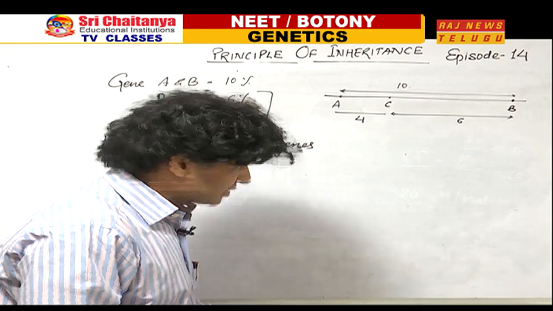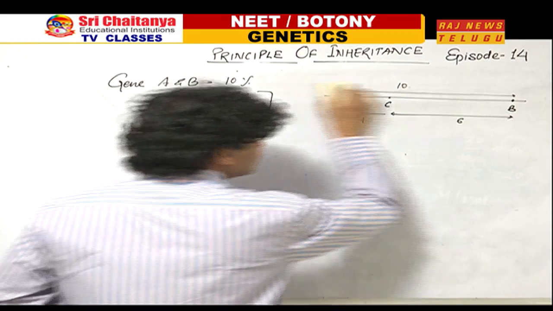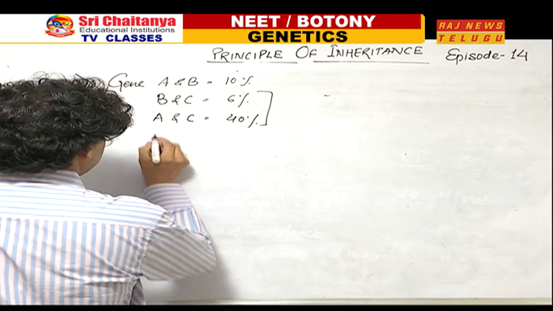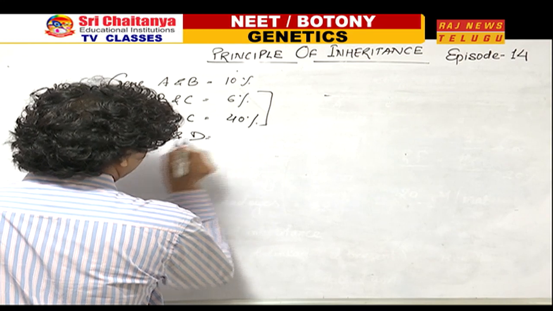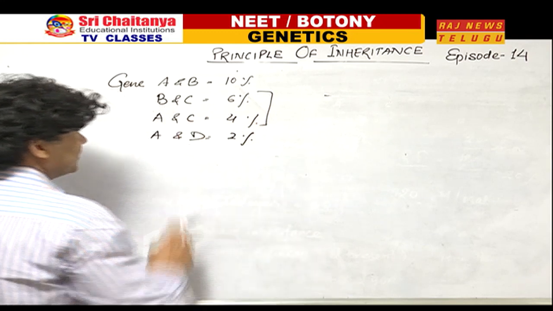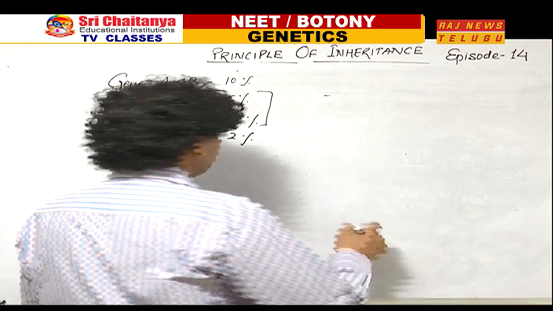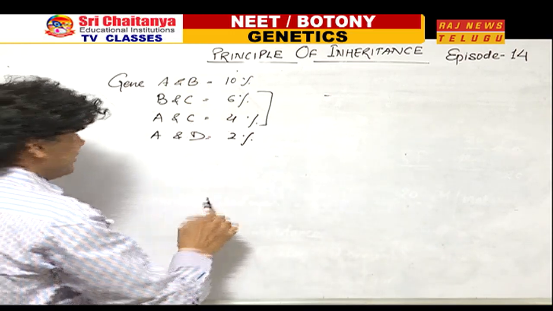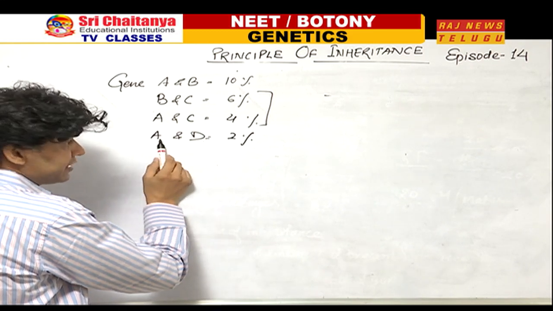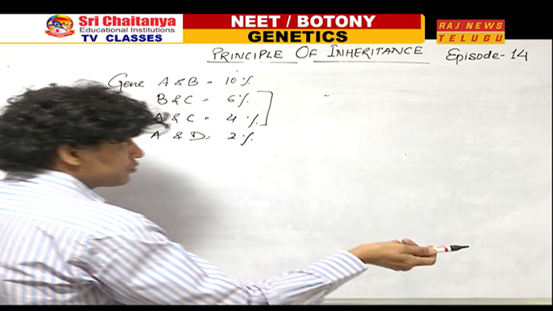In the same question, if I add one more gene, gene A and D showing 2% recombination frequency. Gene A and D showing 2% recombination frequency. Now, for the first 3 sets, it is as such as it was, only new gene D comes, and D is present at the 2 map unit distance from the A gene, but it may be towards the left side, it may be towards the right side.